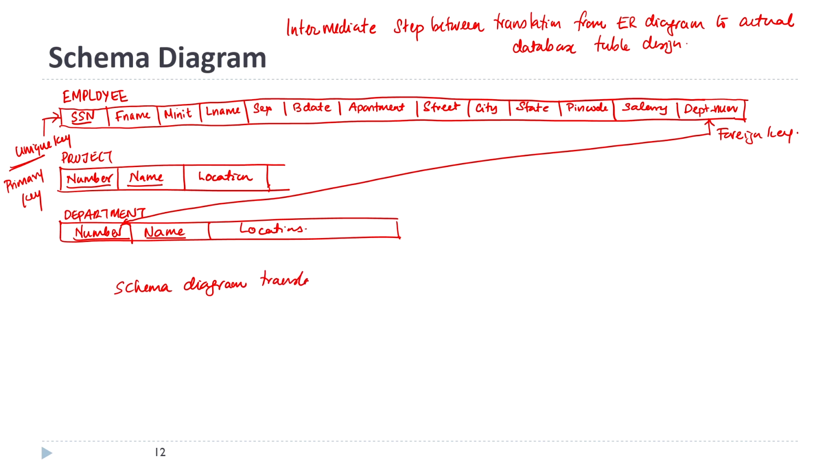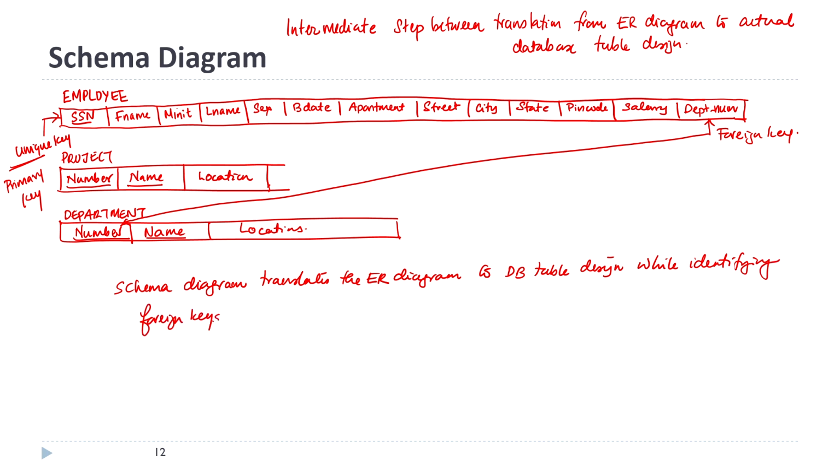translates the ER diagram to DB table design while identifying foreign keys to map the relationship.